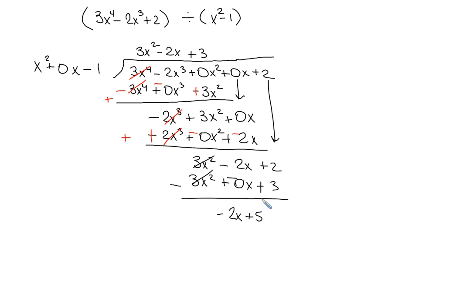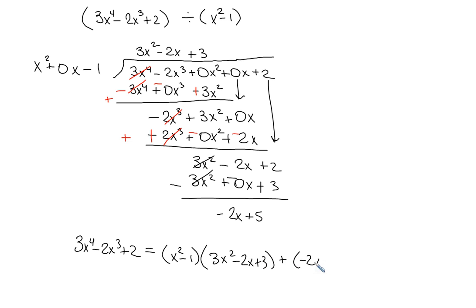negative 2x plus 5. And so if I'm writing this in the p of x equals form, it would be 3x to the fourth minus 2x cubed plus 2. I don't need the placeholders anymore. Equals p of x, so I divided by x squared minus 1. Again, I don't need the placeholders. I'm done dividing. Times the quotient, which is 3x squared minus 2x plus 3, plus the remainder, which is negative 2x plus 5. So again, this is your p of x equals d of x times q of x plus r of x.